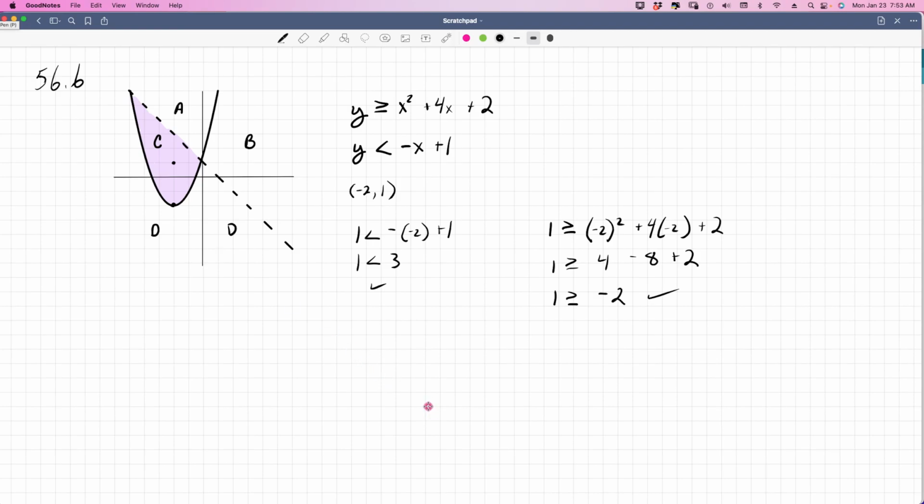All right, and that's all we have for lesson 56. No, I take that back. We have one more. Sorry, I turned the page. Let me set it up and then we'll go through it.